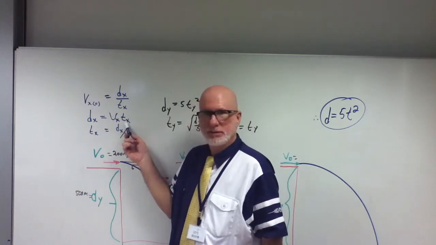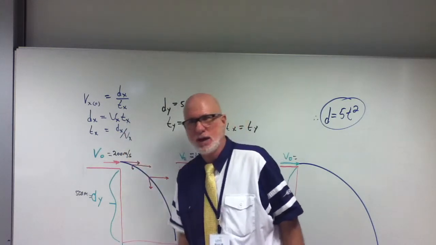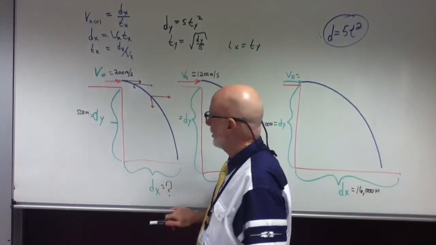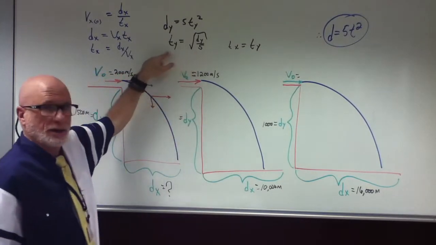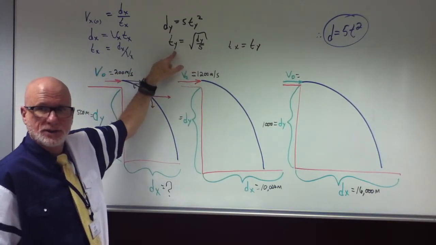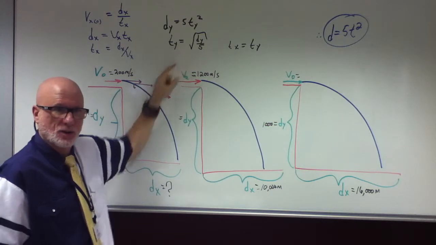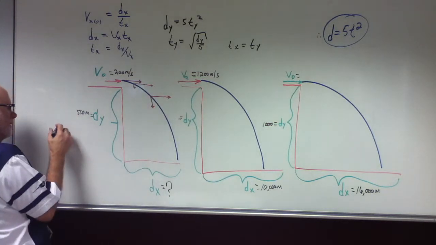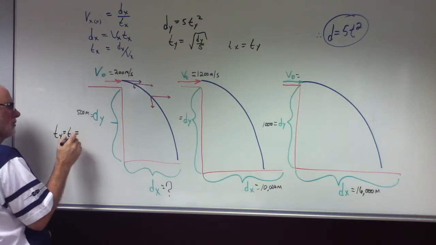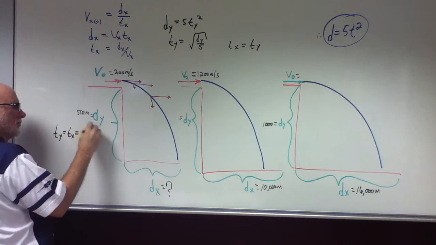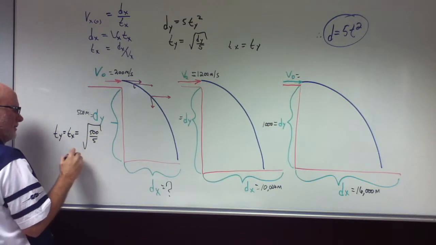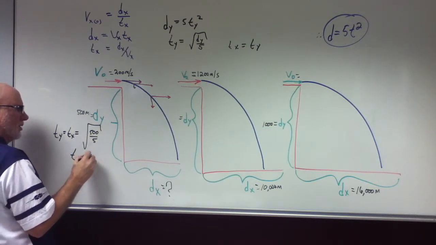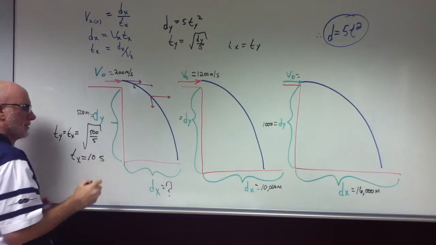So I need tx, right? Isn't tx and ty the same? Okay, so let's use this equation here to find ty, which is the same as tx, correct? Yes. All right, so plug it in. What do I get? I get ty equals tx equals 500 divided by 5. So tx is going to equal 10 seconds, correct?